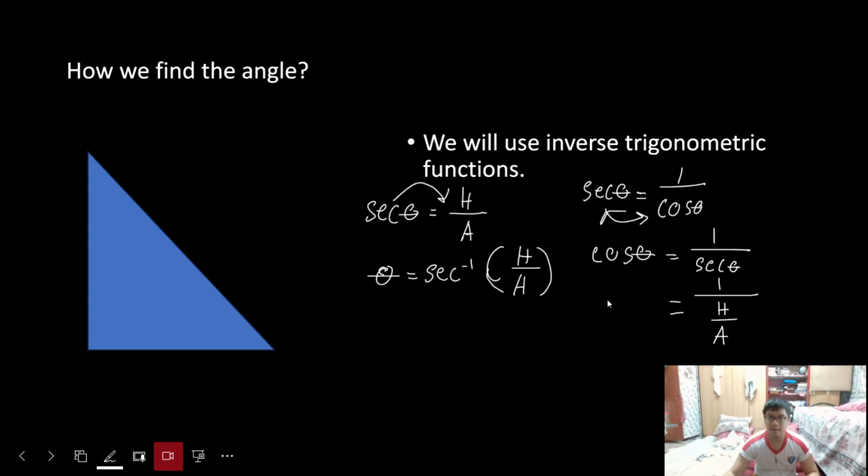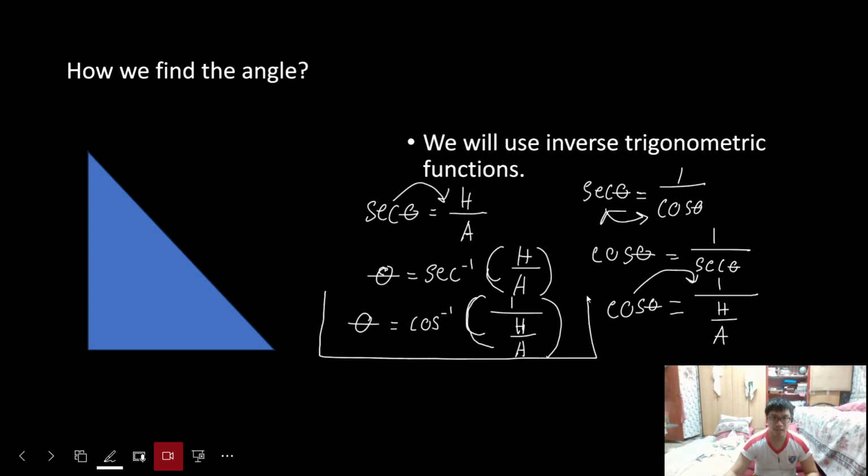That's it. Now, our goal, once again, is to find the angle, so we will put cosine here. So what we will have is theta is equal to arc cosine of 1 all over H all over A. That's it. So, in other words, if you want to find arc secant of H all over A, but it's impossible for you to do so since it's not given in your scientific calculator, use this one instead.